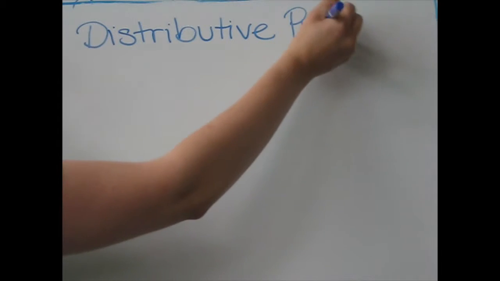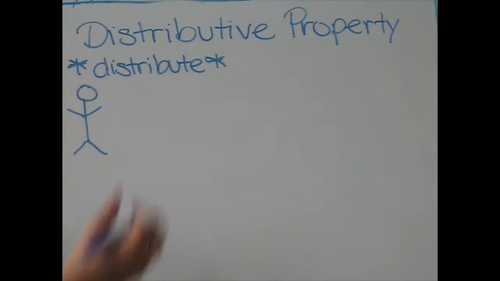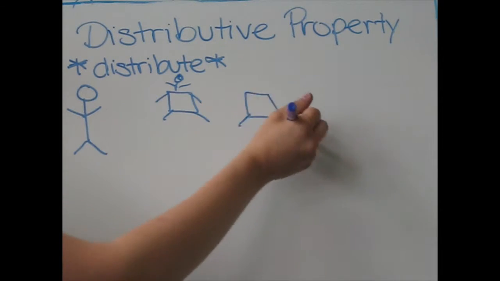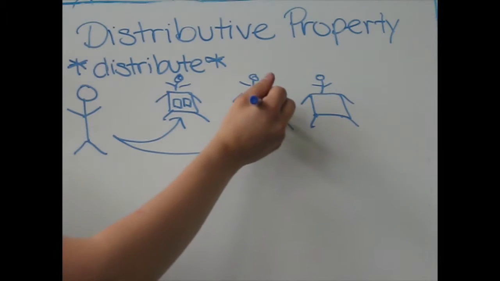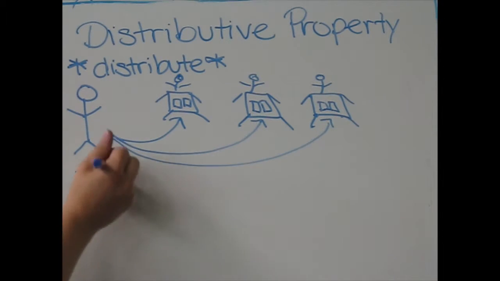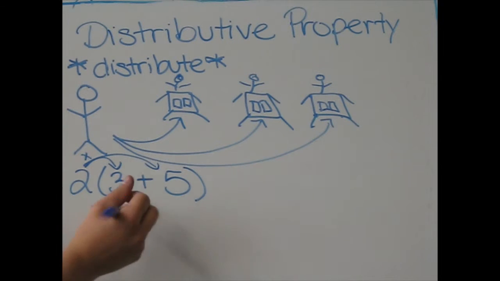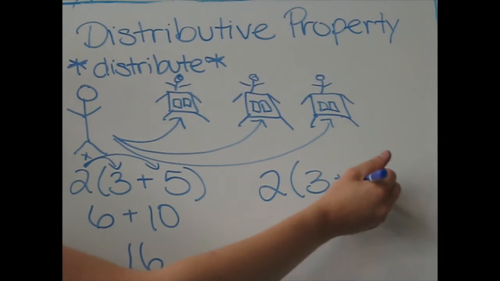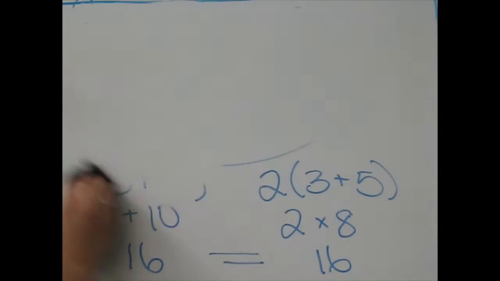We're going to look at our final property, the distributive property. When you think of this, you should look at the word distribute. In school, if your teacher has 2 worksheets to hand out to 3 people in class, she's going to distribute 2 to the first person, the second person, and the third person. That's true here. We're going to distribute the 2 by multiplying to both numbers inside. We're going to end up with 16. If we added first, we would still wind up with 16.